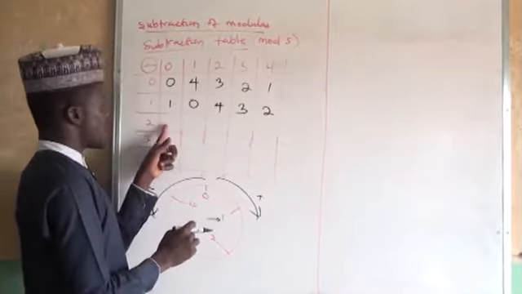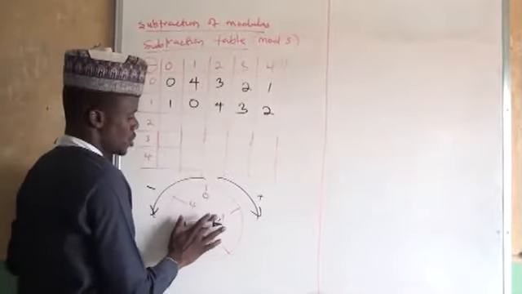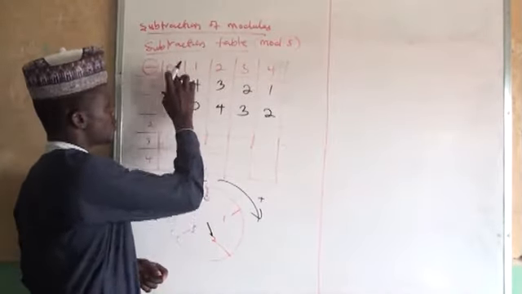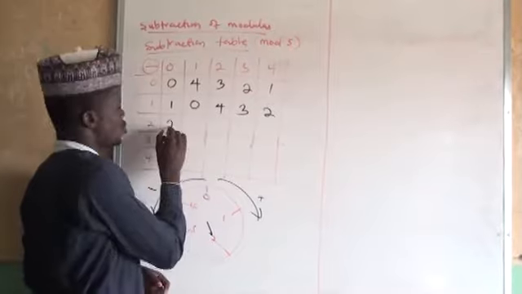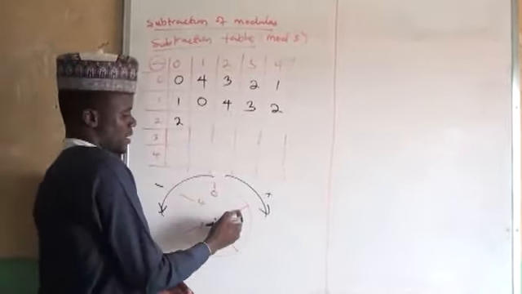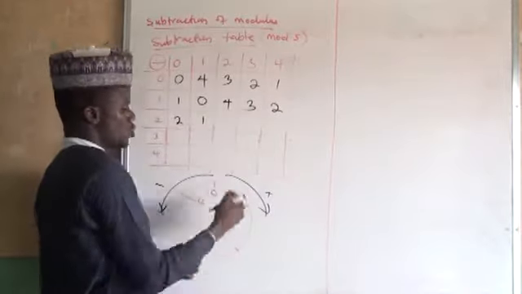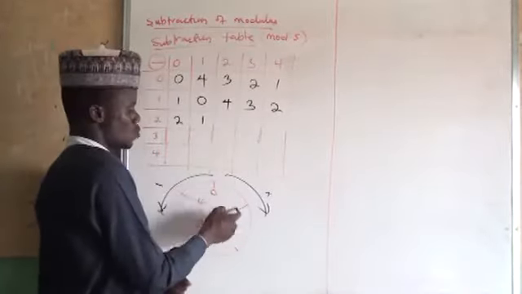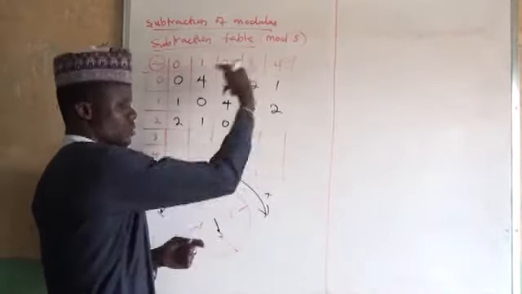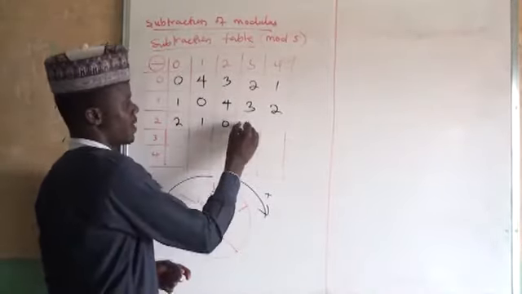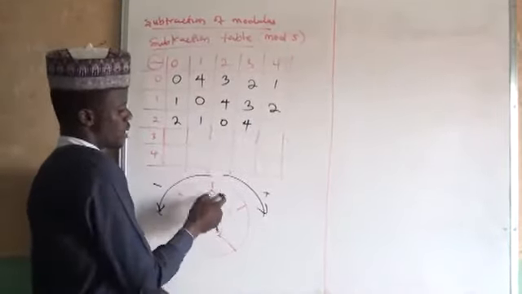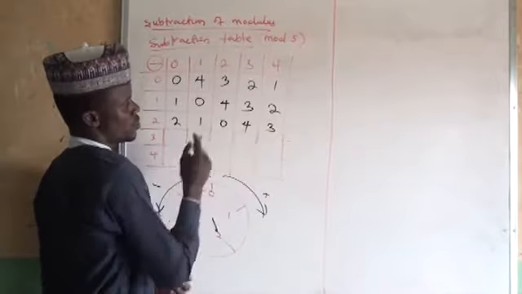Then also here we have 2 minus 0. So here the pointer now is at 2. 2 minus 0 is to remain here, that is 2. Then 2 minus 1, we have to count 1 anti-clockwise. Here we have 1. Then 2 minus 2, we have to count 2 anti-clockwise. 1, 2, which is 0. Then 2 minus 3, we have to count 3 anti-clockwise. 1, 2, 3. Here we have 4. Then 2 minus 4, we have to count 4. 1, 2, 3, 4, which is 3.